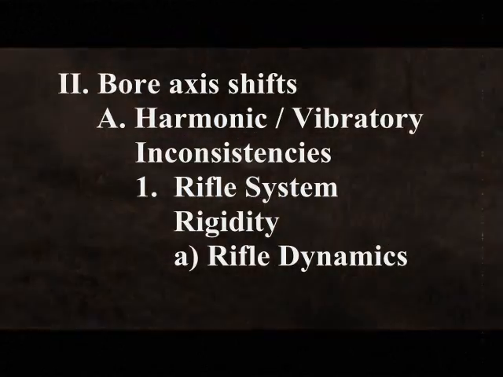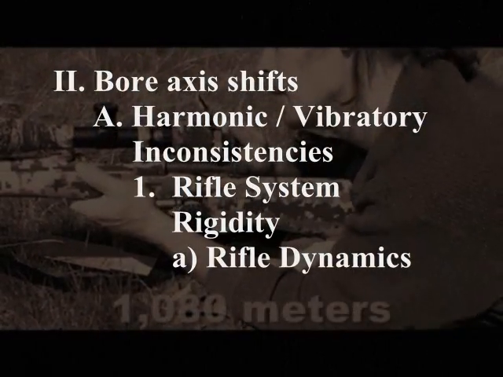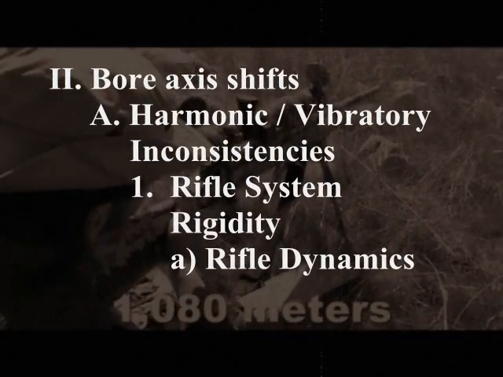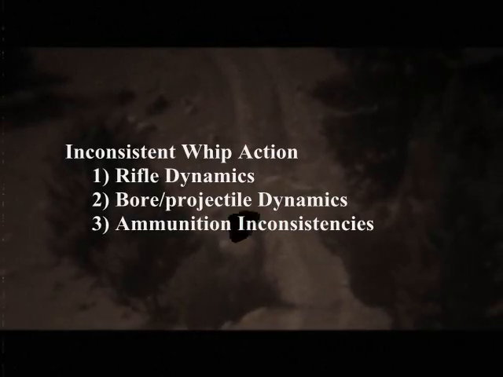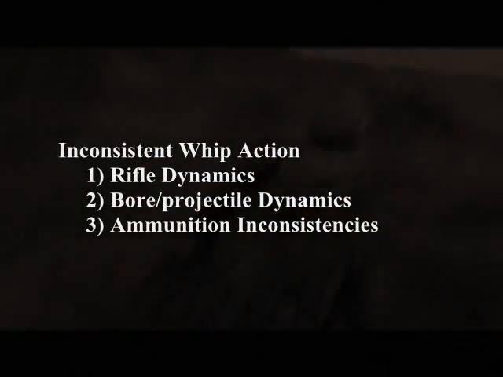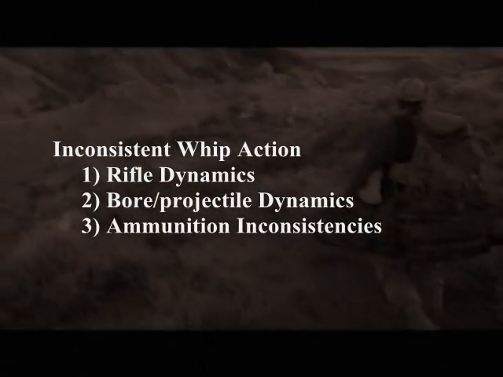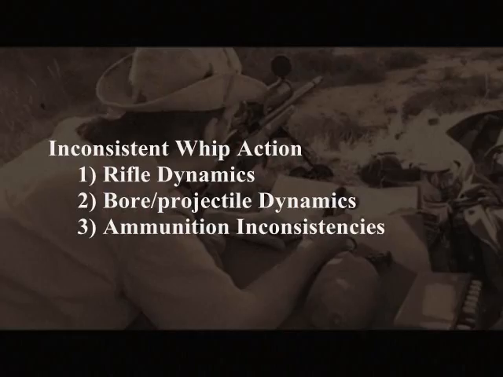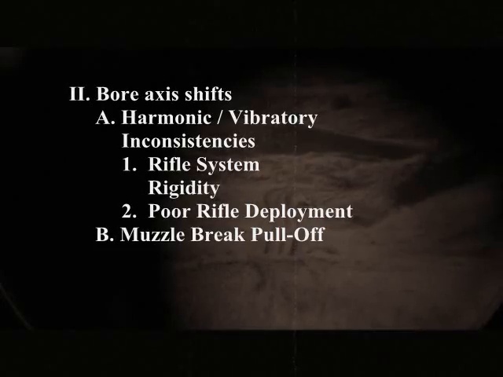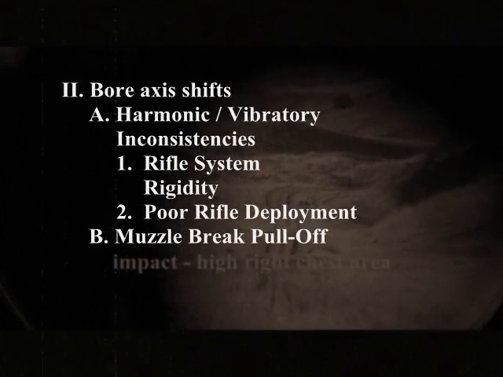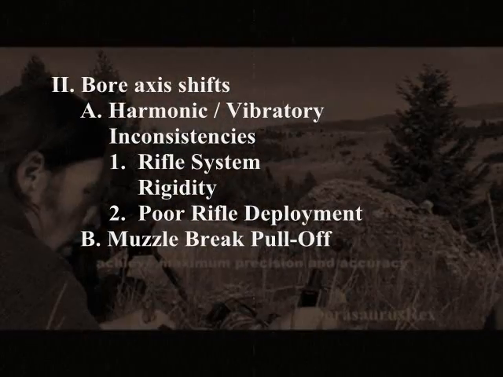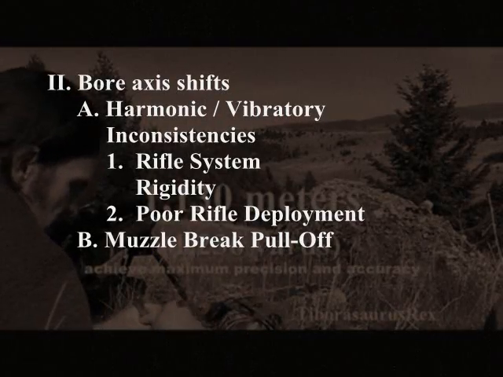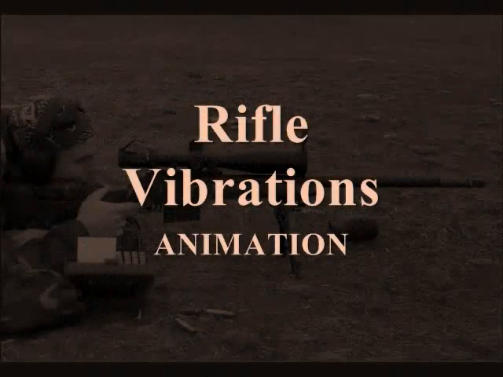So the main things we're going to be addressing here are the main inconsistencies in a rifle system, talking about rifle system rigidity, and problems that arise that lead to inconsistent whip action of the barrel. And that's kind of the culprit there: you've got a whip action on your barrel, and you've got to make sure that it's absolutely consistent so that you can time your loads to match that. Another thing we're going to discuss when we're talking about the harmonic inconsistencies that can change the axis of your bore is poor rifle deployment. And that's basically recoil action. Before the projectile actually leaves the muzzle, your rifle begins to actually move around under recoil. And that's what we're going to call inconsistent jump action on recoil.